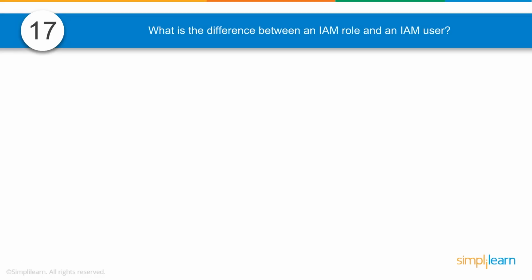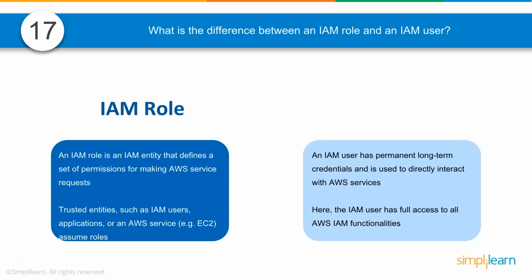Another question that could be posed in an interview, to understand your understanding of IAM, is what's the difference between an IAM role and an IAM user? Let's talk about IAM user. Let's start simple and then talk about the complex one. The IAM user has a permanent long-term credential, and it's used to interact directly with AWS services. On the other hand, an IAM role is an IAM entity that defines a set of permissions for making AWS service requests. So an IAM user has a permanent credential and roles have temporary credentials.